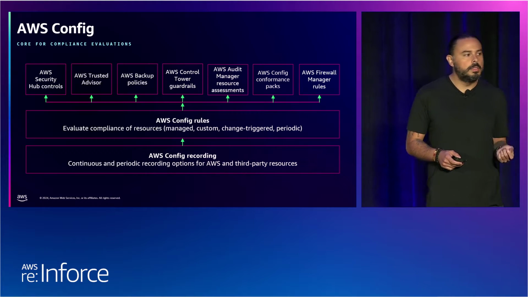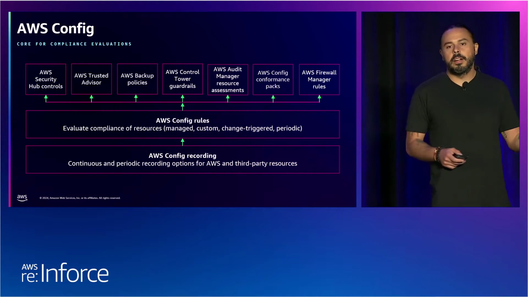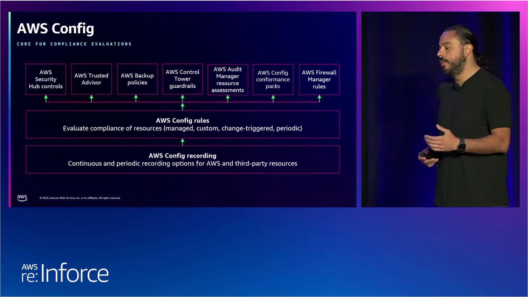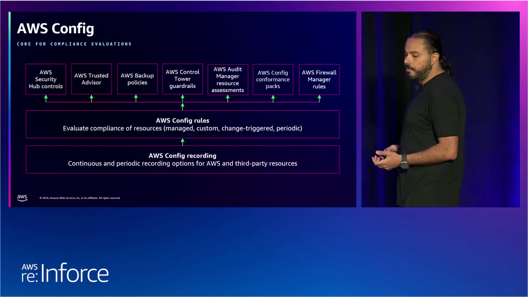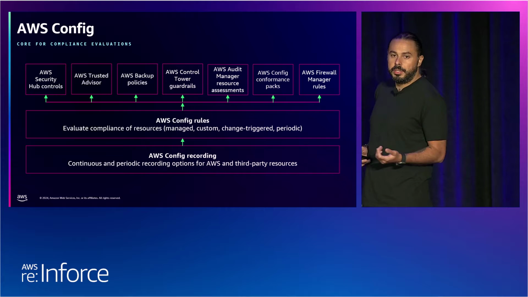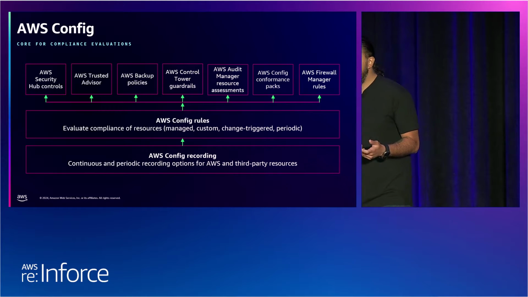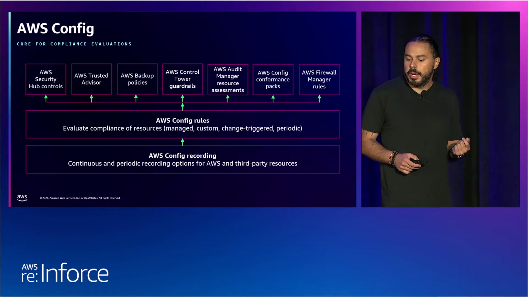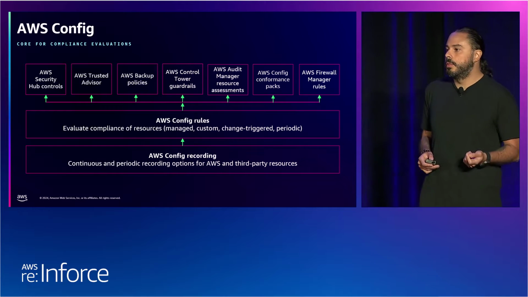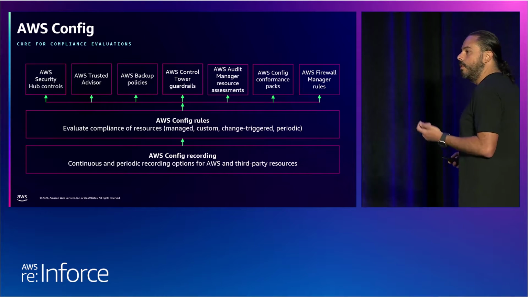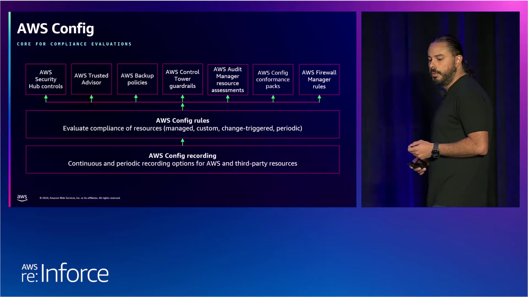So you will see those in the console that are basically aggregating data and populating that into Security Hub, which gives you a compliance score. Other services that leverage AWS Config are, for example, Control Tower guardrails. So all those detective controls that you see in your Control Tower environments are also leveraging AWS Config rules.